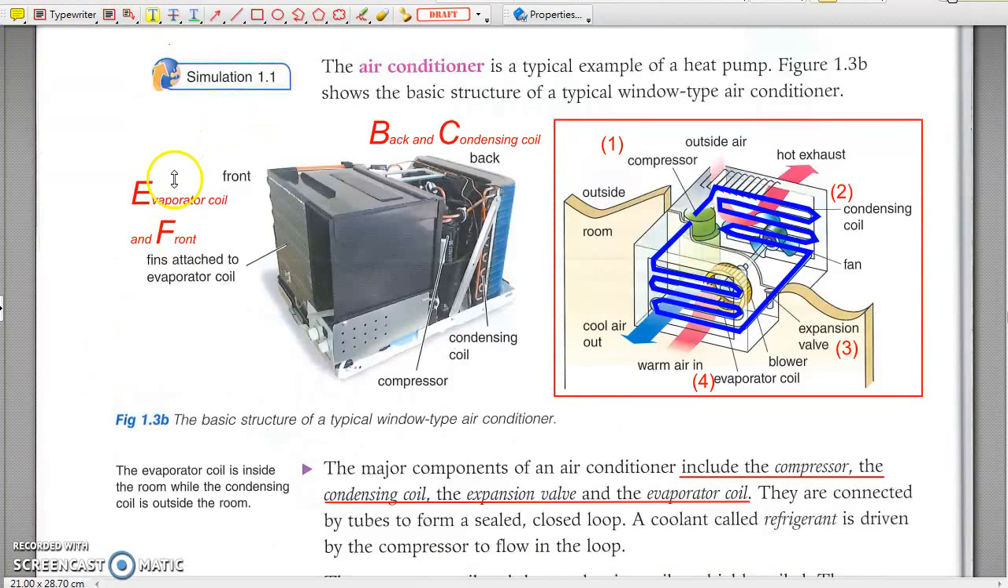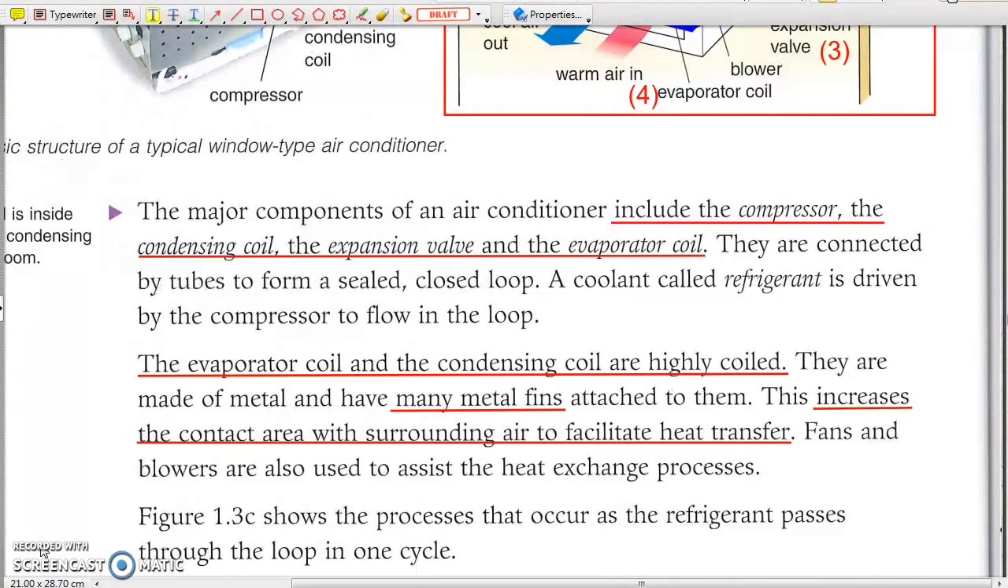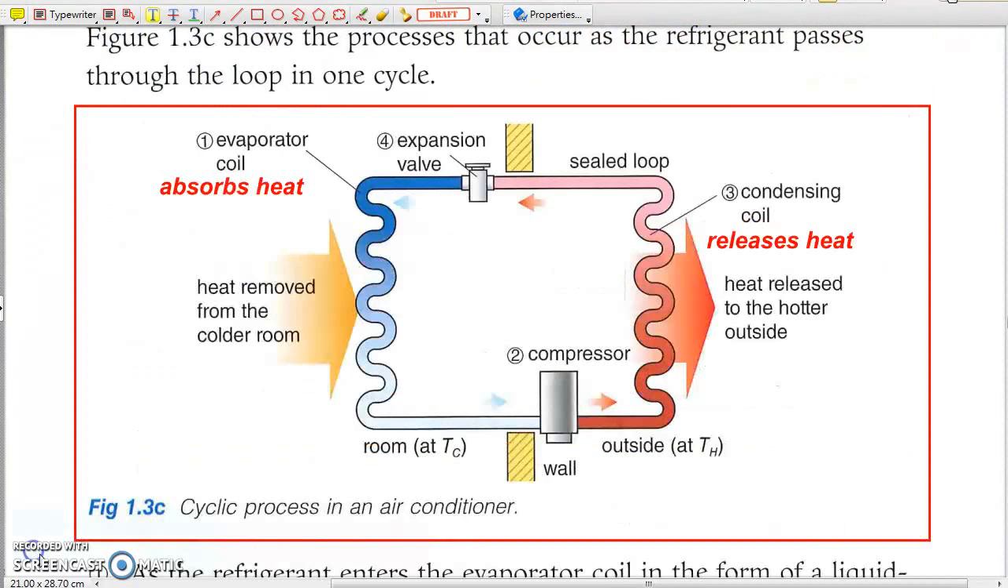So there is an evaporator coil in the front, and so E and F together. And there is also a condensing coil at the back, B and C together. These apply to the case of an air conditioner. The evaporator coil and condensing coil are highly coiled, and they have many metal fins in order to increase their surface area, so as to improve heat transfer by conduction and radiation. While the evaporator coil and condensing coil look alike, they have different functions.